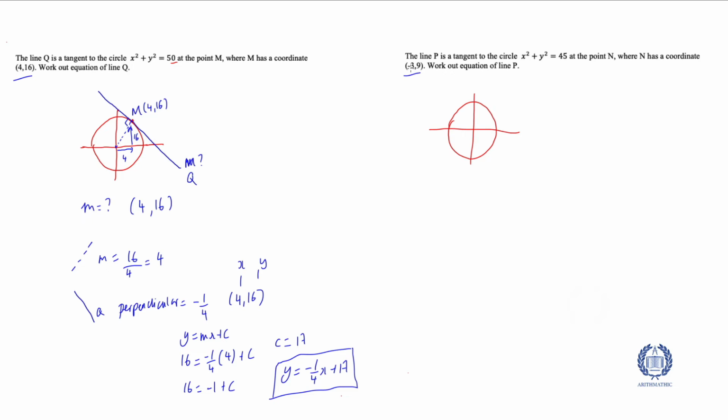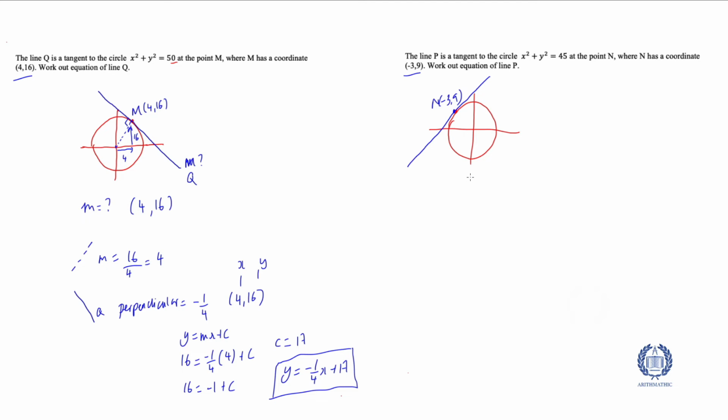Now, this coordinate minus 3, 9, you've got to be careful here, right? So minus 3 is obviously going to be on this side and 9 is going to be on this side. So you know your point minus 3, 9 is going to be on the upper quadrant, right? So my tangent is essentially going to be a line like this again that just touches the point. So this minus 3, 9 is my coordinate N. This is where N is. This is the coordinate, right?